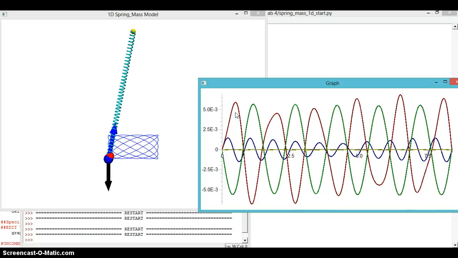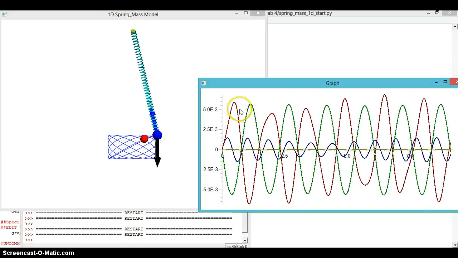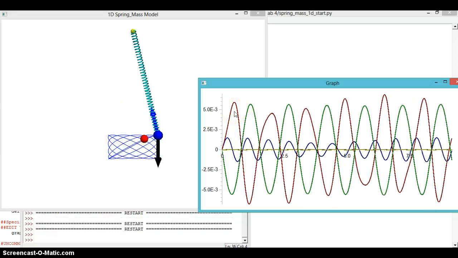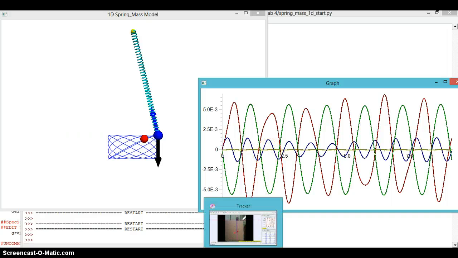The red graph right here represents the change in potential energy of the spring. The green one is the change in potential energy of the Earth. And then the blue one is the change in kinetic energy, and the yellow one is the total energy. And as you can see, it's really close to zero, which is really good.